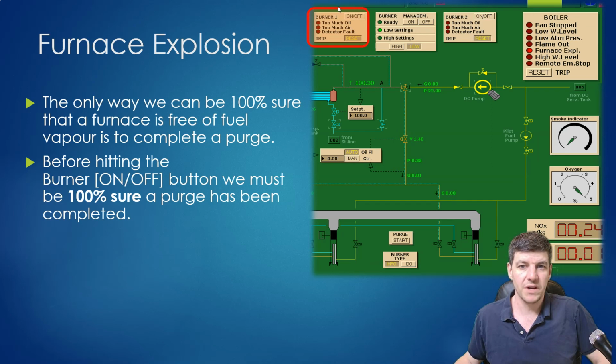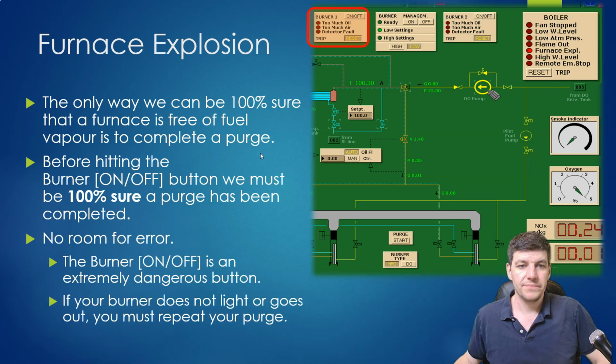You always should have caution before turning the burner 1 on. There's no room for error. If you hit this button, there's no going back. It's automatically going to light that pilot immediately. And if there is the risk of explosion inside the boiler, then there's a very good chance you'll have a furnace explosion. So be very careful. This button is extremely dangerous. All right. You should only hit it if you're 100% sure that a purge has been completed.